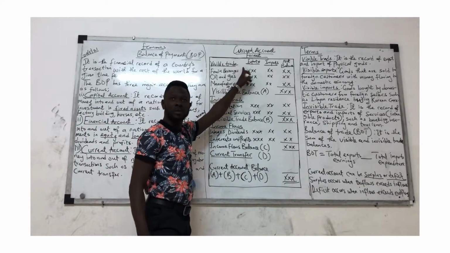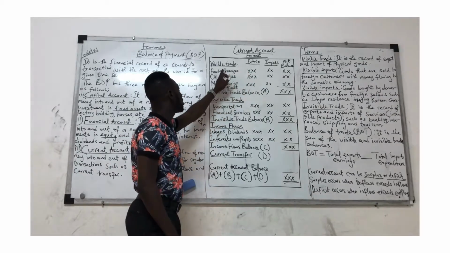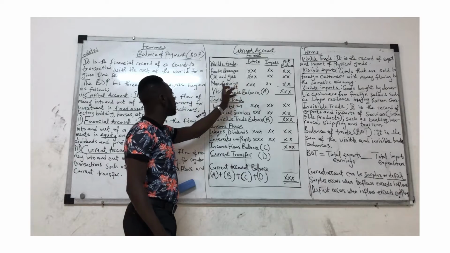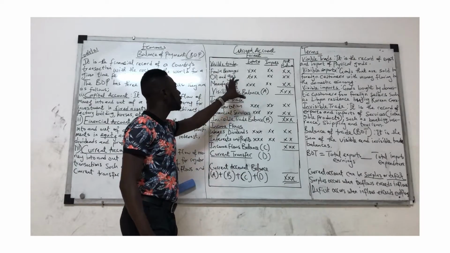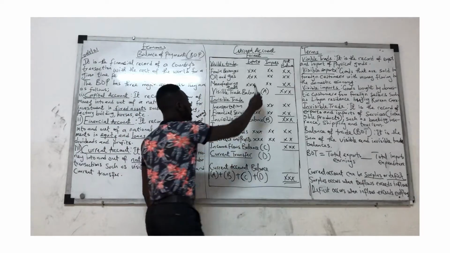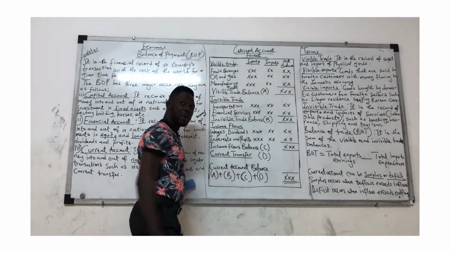We have our visible trade. Examples of visible trade: we have food and beverages, we know that, right? We have oil and gas, we have manufacturing goods. All these are visible. So the ones we take out of this country are our exports. Do we get our exports here?